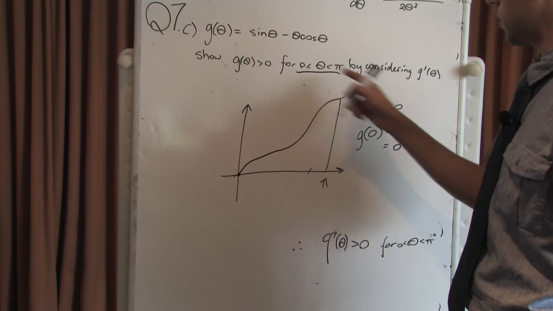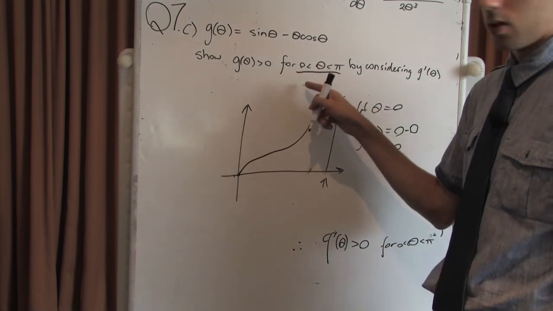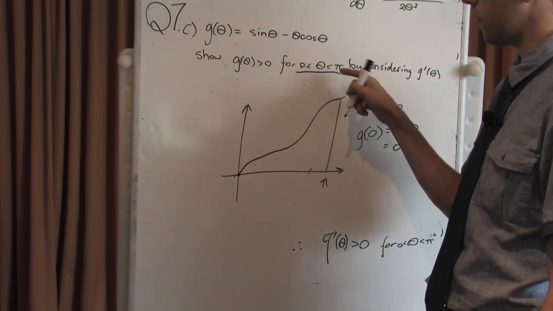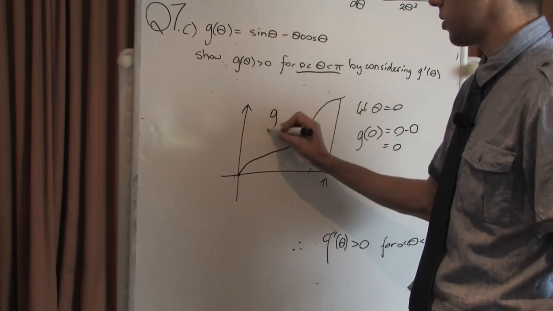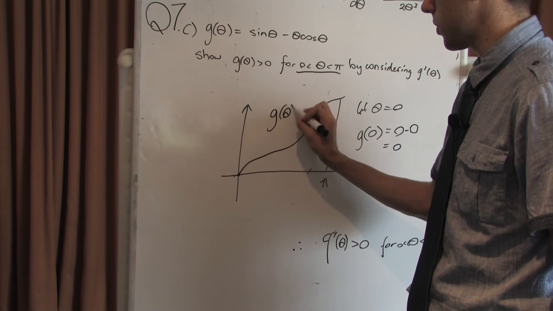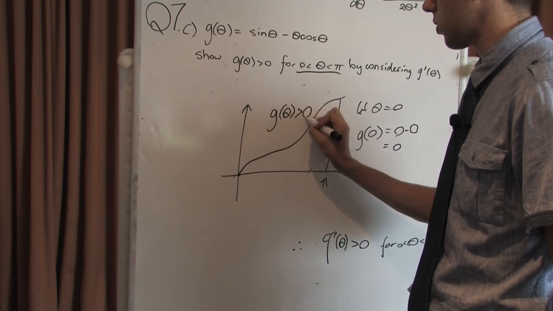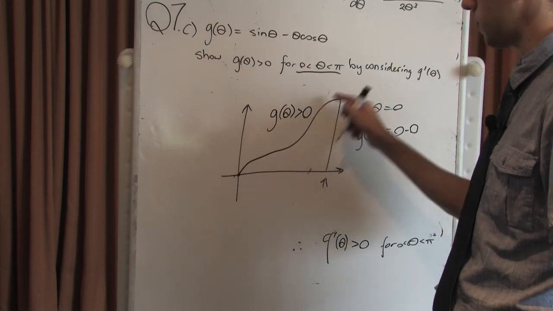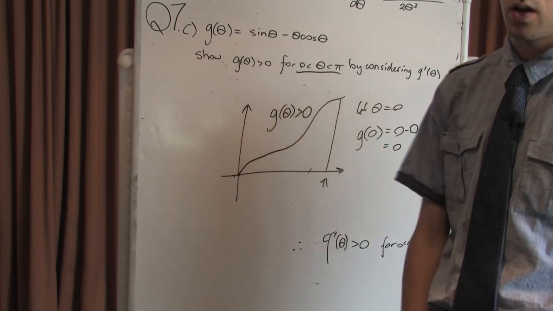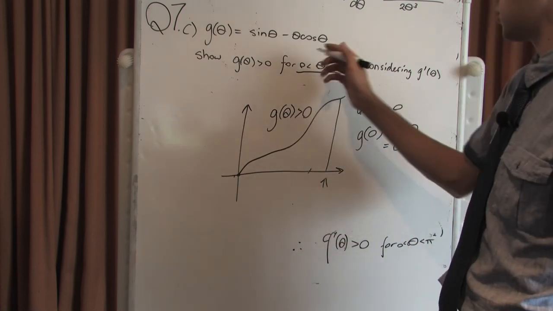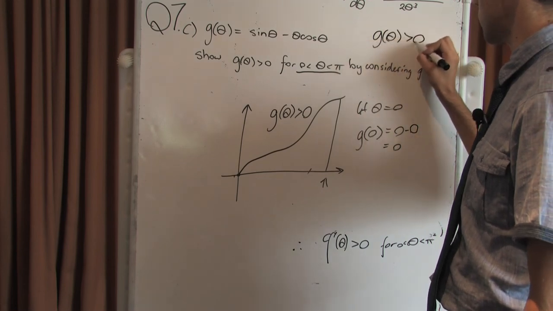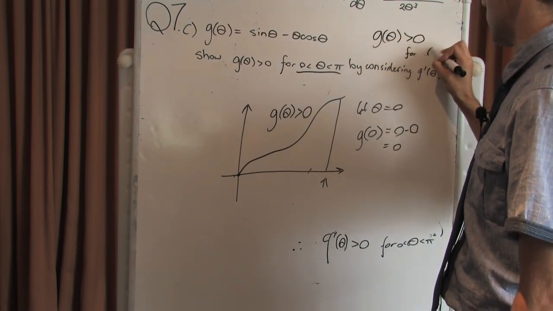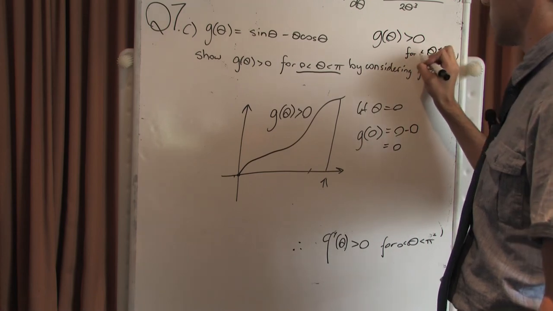So if it's strictly between 0 and pi, then we don't have to include this point. So therefore, we now know that our function must be greater than 0, because if you see here, it's always above our theta axis. So therefore, we have shown that g of theta is greater than 0 for theta between pi and 0.